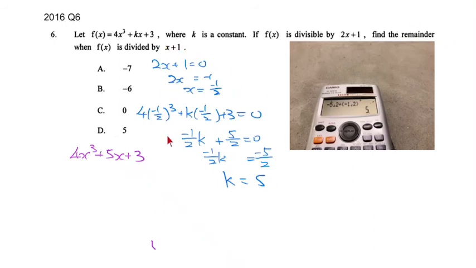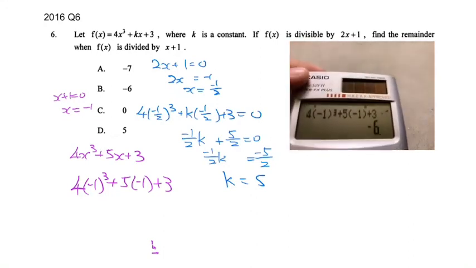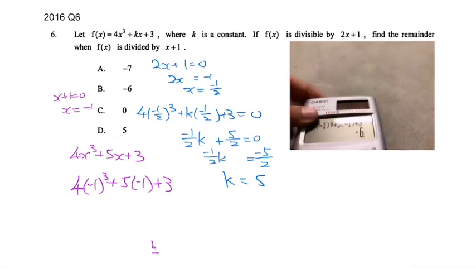So again, same thing, but this time we use x plus 1. So you do that first: x plus 1 equals 0. So in terms of x, we need negative 1. So put negative 1 wherever you have x. So 4 times negative 1 cubed plus 5 times negative 1 plus 3. So you click that, and you should be able to get the answer as negative 6.